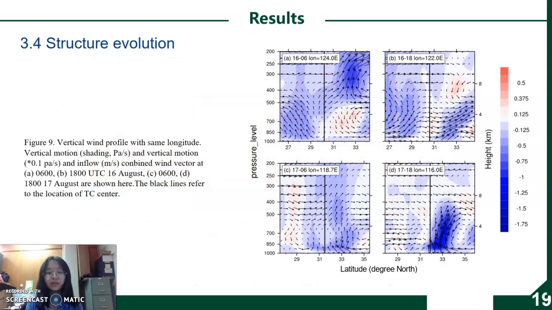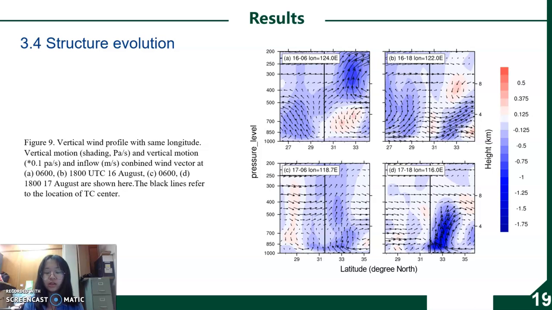Next is the fourth part of the results. I will use a vertical profile to show the structure of Rambia more clearly. Figure 9 is a vertical wind profile along the same longitude across the TC center. The magnitude of vertical motion is shown in shading, and negative values refer to upward motion. The vectors combine the radial wind and vertical motion. The black line refers to the location of the TC center.